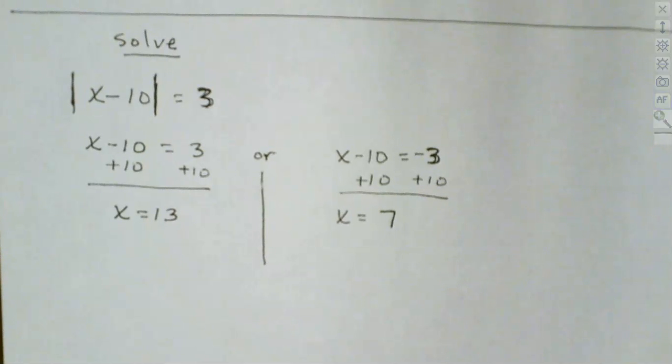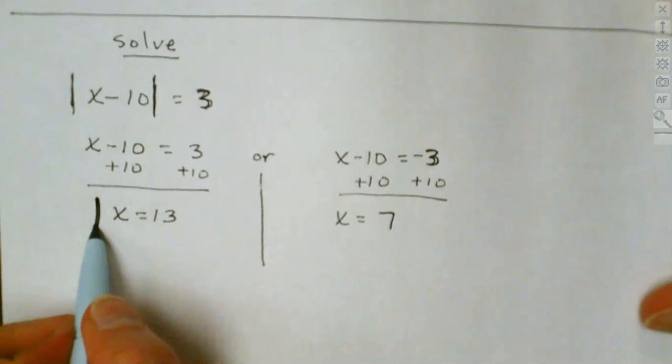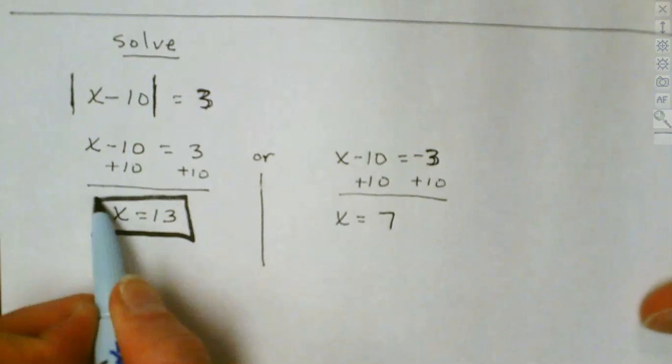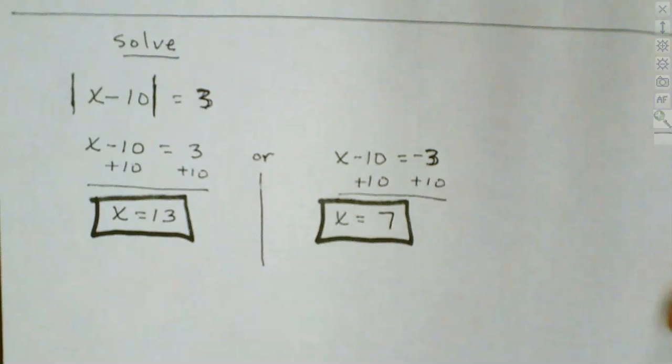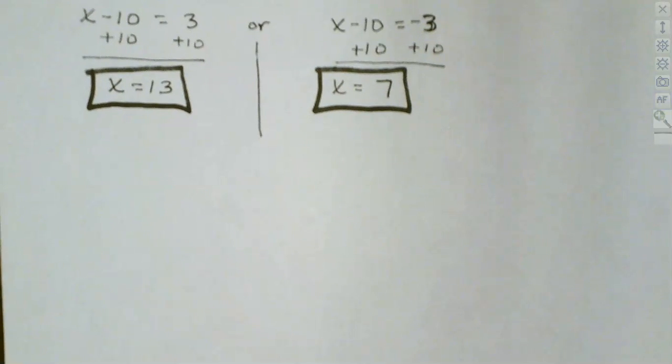Very, very important that you get both equations. You have to have two equations. That's going to give you then the two answers. So these are the answers here. You've got to get two of them though. A lot of times, students only give me one of them. Make sure that you get both equations with both answers.